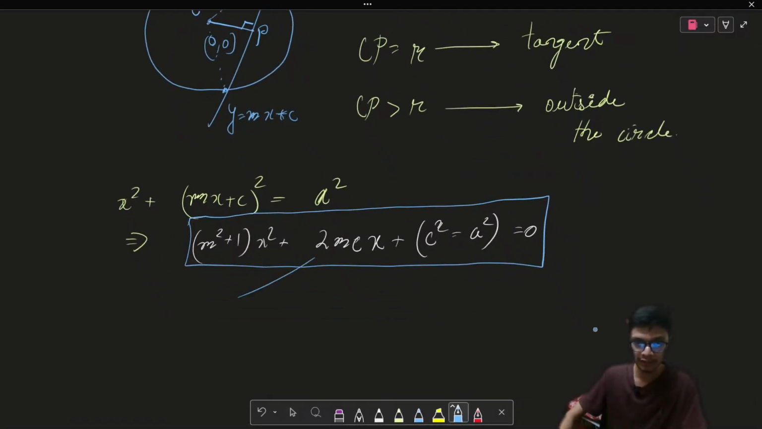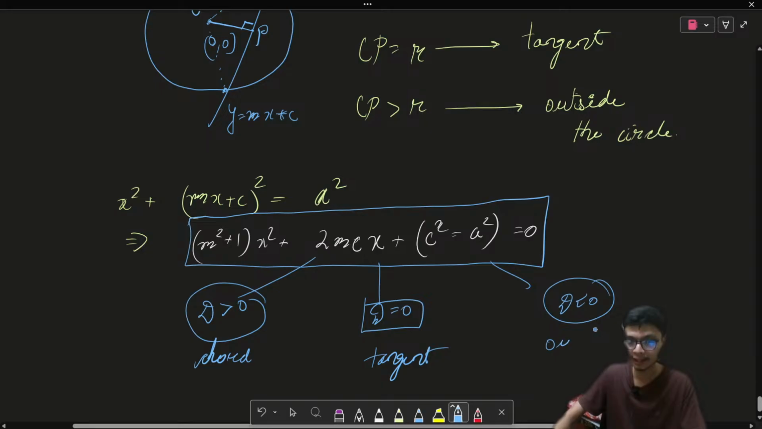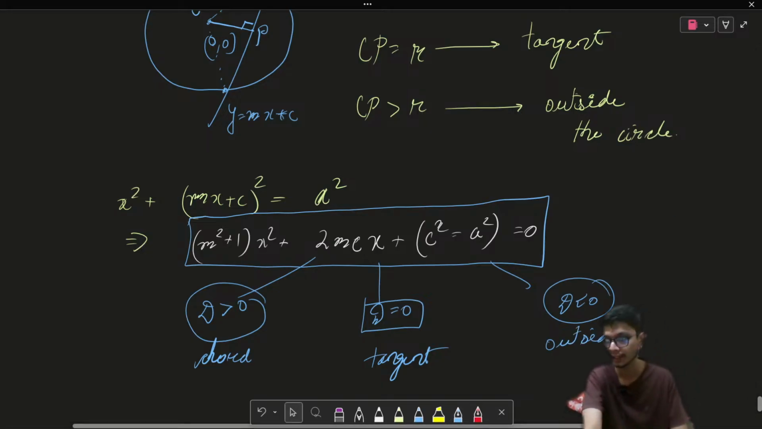If the discriminant is greater than 0, then it is a chord. If the discriminant is equal to 0, then it is a tangent. And if your discriminant is less than 0, then the line is lying outside. So let us try to solve for these three, and we'll distinguish the three cases over here.